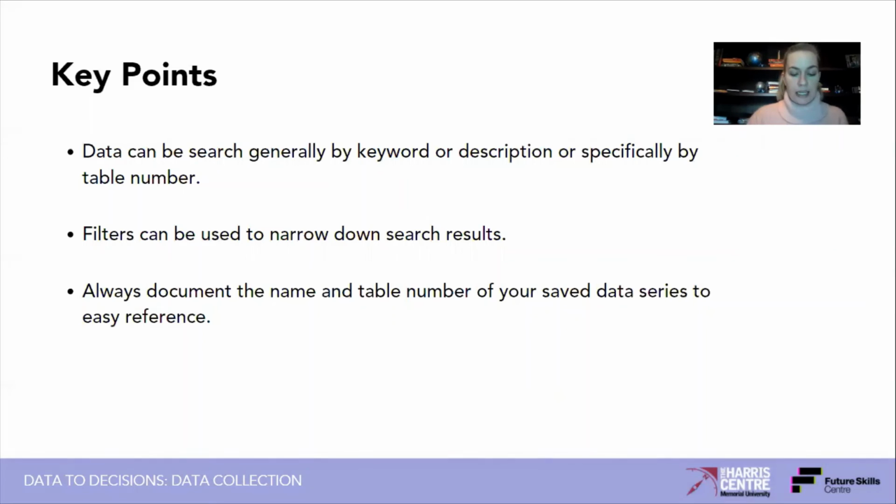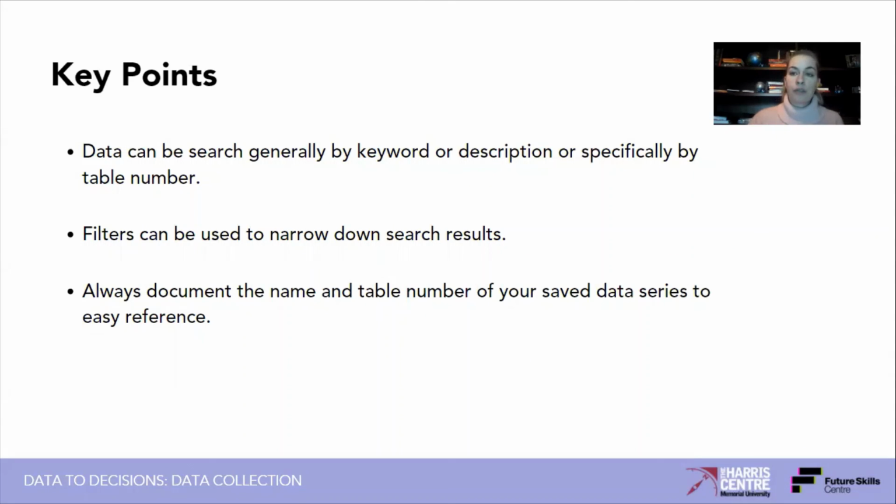The first is that data can be searched generally by keyword or description, if you're not quite sure what you're looking for, or it can be searched specifically by table number. If you know exactly the data you need to find, you have the table number, you can go straight to it. So the search function can really be used when you don't quite know what you're looking for, but you have an idea, or when you know specifically exactly what you're looking for.